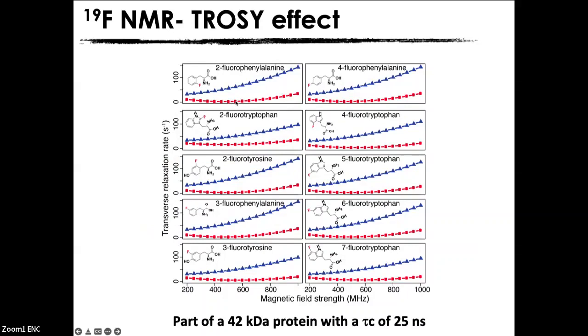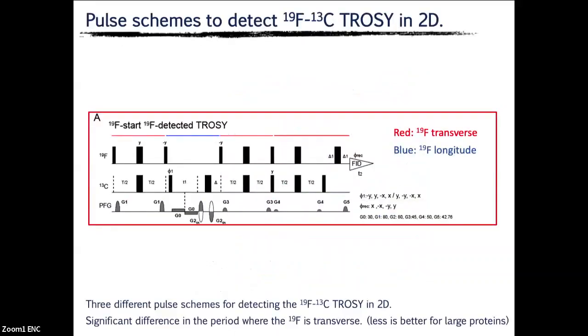Now we have a TROSY effect, and we need to now get a two-dimensional experiment to select this TROSY component. And if you read Art Palmer's book and you design this experiment, we think that we want to start with the high gamma nucleus and end with the high gamma nucleus to get the best sensitivity. So we designed a very simple pulse sequence. It's an ST2PT, which starts with the fluorine to carbon, and then you do a TROSY selection, and then you come back to fluorine and detect on fluorine.